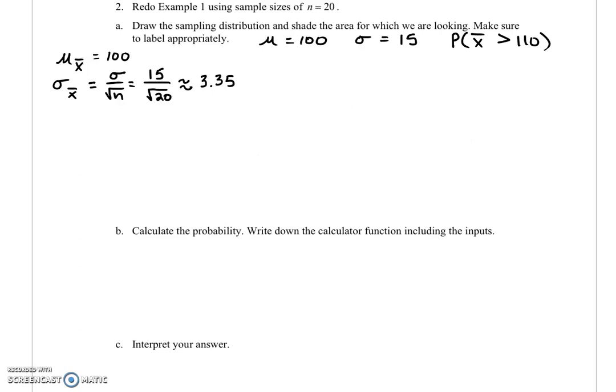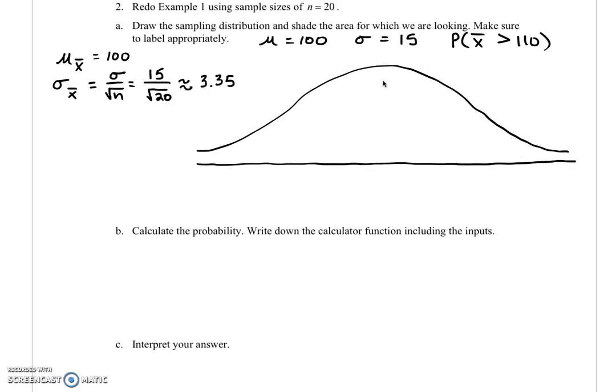That's terrible. Try this again. Okay, there is our curve. Our mean, remember, goes right in the middle, so 100. Our standard deviation is 3.35. So we subtract 3.35 going left from the mean, and we add 3.35 going right from the mean. So going to the right, we have 103.35.